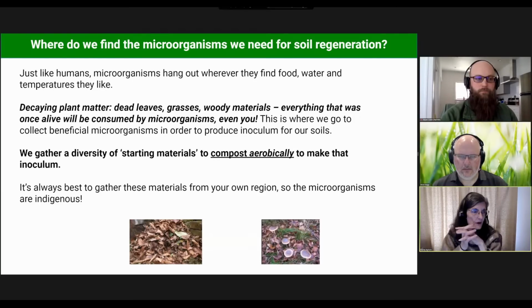Especially an organic farmer would be very good. So we want to gather the materials from your region. So they are the indigenous microorganisms.